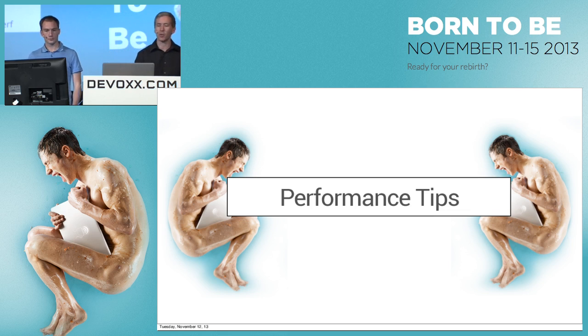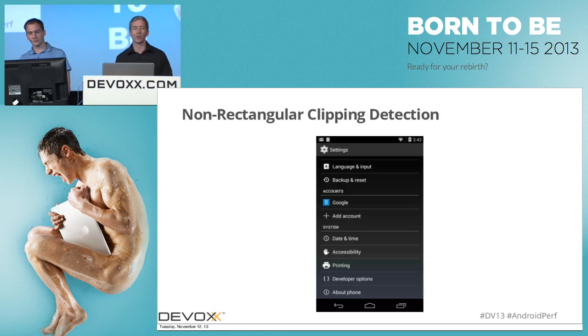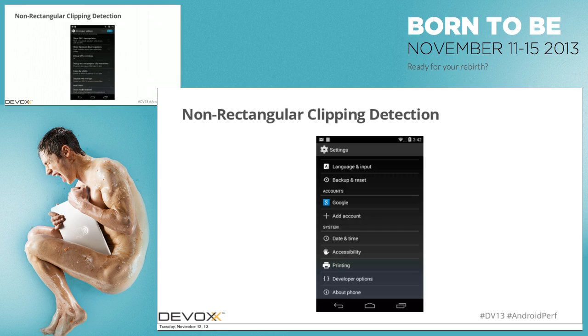Let's talk about some tools that we have. So we talked about non-rectangular clipping before and when you want to avoid it. And there's a tool that's in the platform now that you can use to detect when it's actually in use. So you can see in this example, you can see these blue areas, these artifact areas here. Yeah, there you go. All right.